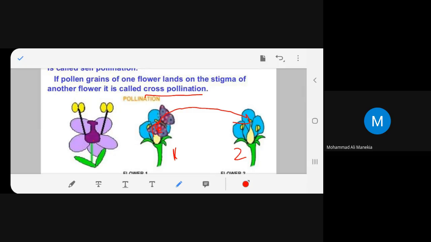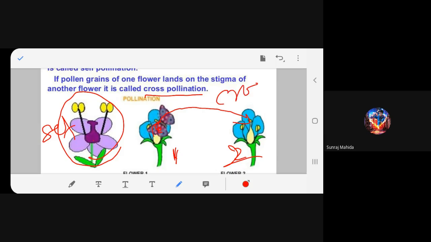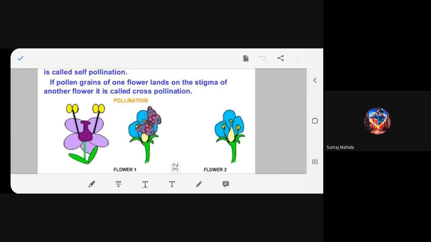Yes, ma'am. Nicely understood? This is self-pollination in the same flower, and here one and two flowers are involved. That is called cross-pollination. What is it called, beta? Cross. Have you understood this much? Yes. Okay.